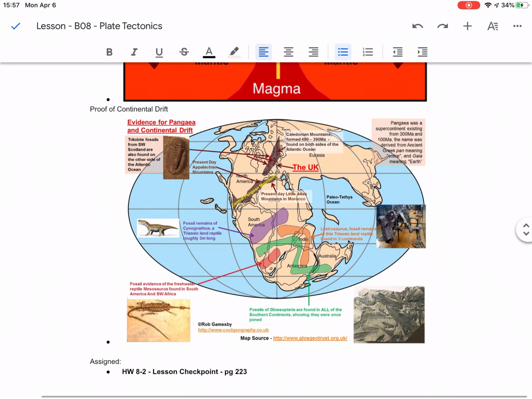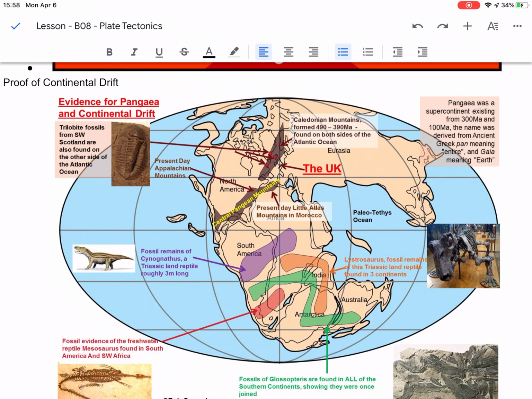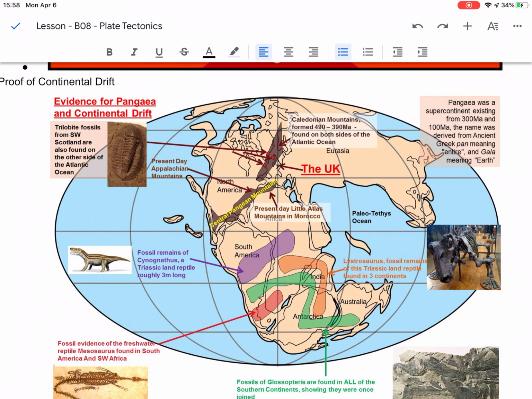Now, what is some evidence that supports this? How do we know this actually happens? There's a lot of evidence. If we look down the middle, to the right of Africa, North America, and to the left of Africa, the fossils that we find on the Atlantic side of North America are the same fossils we find in Africa, on the west coast of Africa.